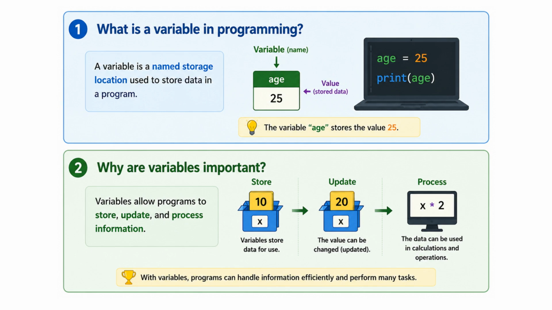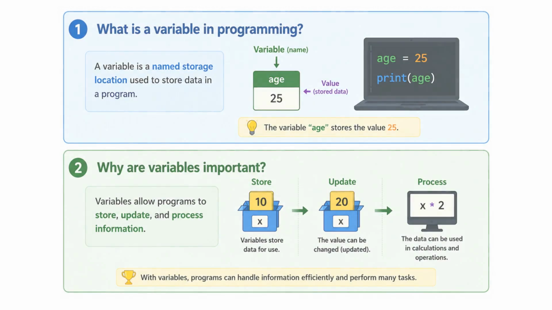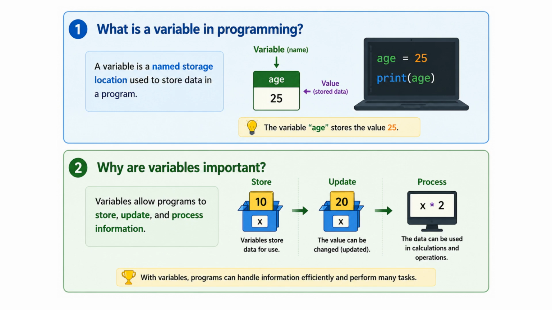Think of a variable like a labeled box. The label tells us the name of the box, and inside the box we keep information. Here, the program stores the number 25 inside the variable named age. On the computer screen, the command printAge displays the stored value. Variables help programmers store and manage data while the program is running.